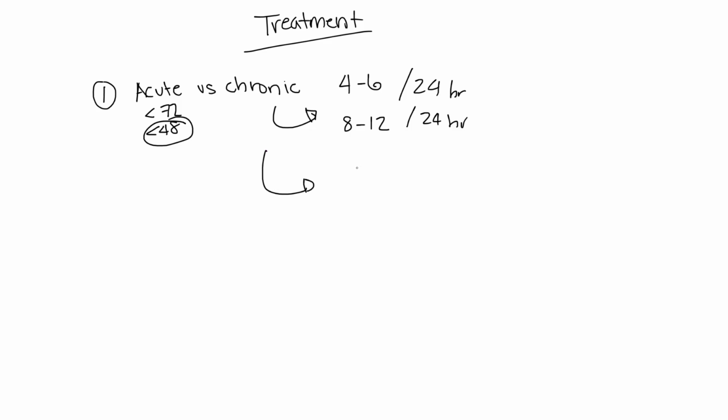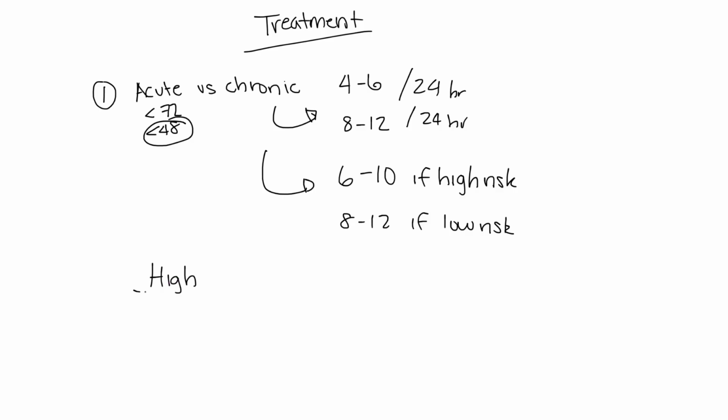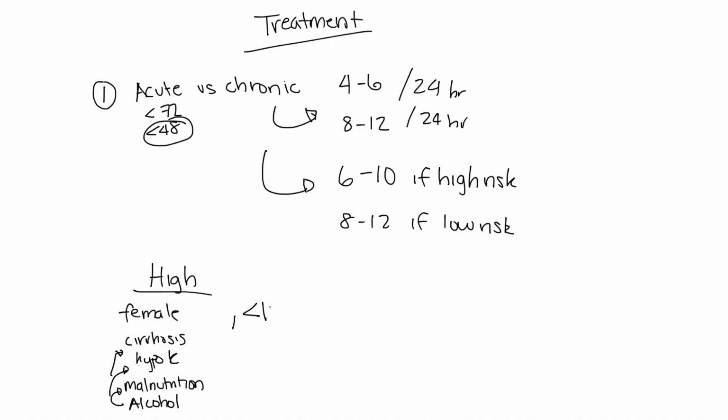And so my strategy, personally, the way I manage it in order to get them out of the ICU quicker, is I correct them either by 6 to 10 if high risk, or I correct them by 8 to 12 if low risk. What are risk factors for high risk? A high risk patient is someone who might be female, have cirrhosis, have hypo-K, malnutrition, ethanol or significant alcohol use. These patients usually have malnutrition and hypo-K or have cirrhosis, so it's probably related in some way. And then, or have sodiums less than 120.